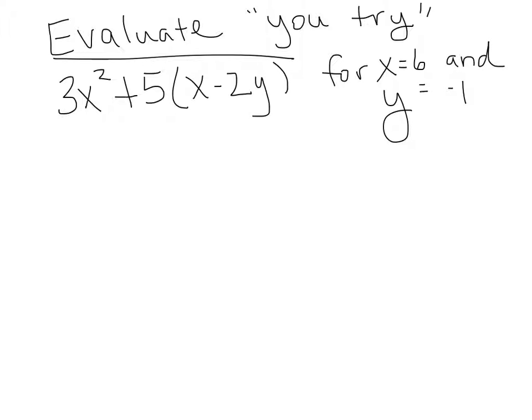Okay, so our last problem here is the you try problem. You're going to evaluate 3x squared plus 5 times the quantity x minus 2y for x equals 6 and y equals negative 1. So since this is your you try problem, you need to take this problem and try it. It's part of your homework grade. So as a reminder for homework, I'll be checking both your notes and that you attempt this problem. It doesn't need to be right, but you need to make an effort to try it.